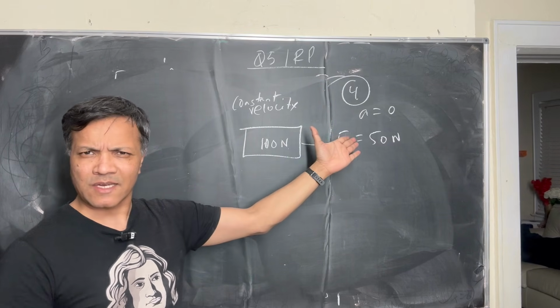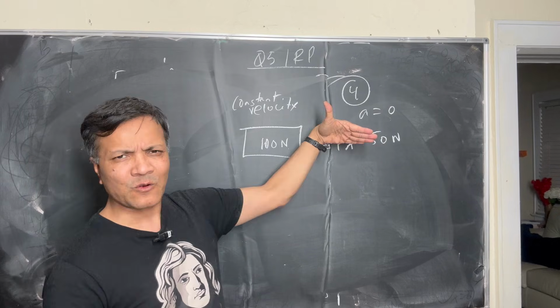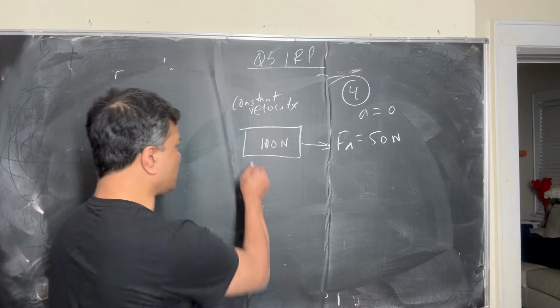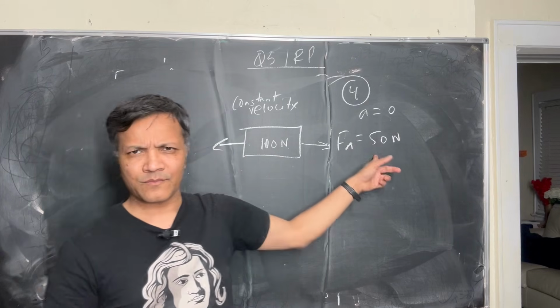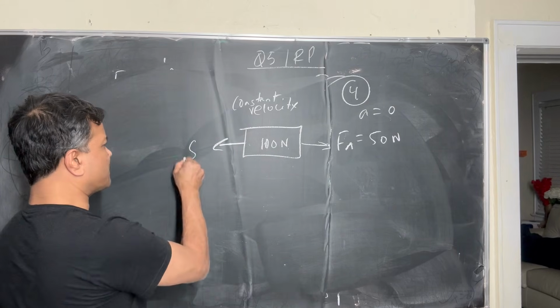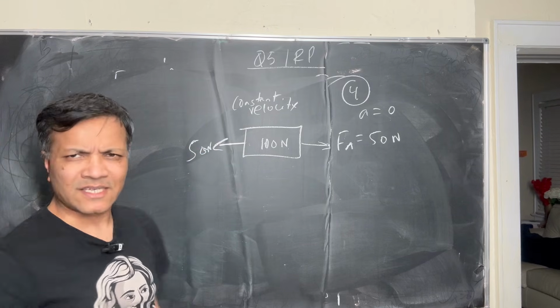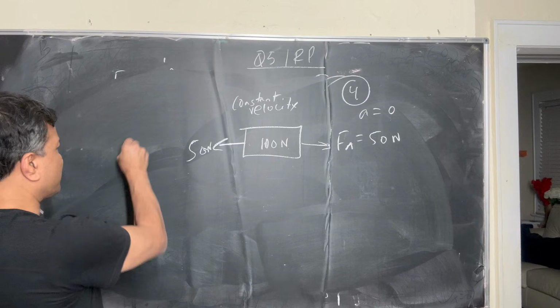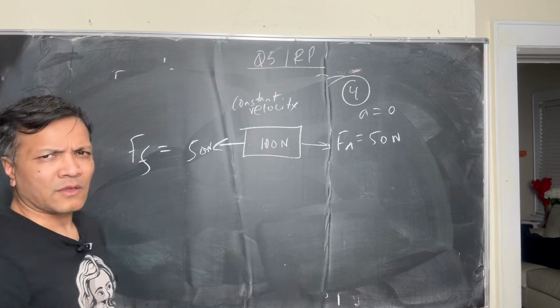It's not constant velocity. Why? Because there is a net force to the east. Now, to make it constant velocity, we have to cancel this 50 Newton. You're going to write 50 Newton. This is equal in magnitude, opposite in direction. What are you going to call it? Of course, Ff. Okay, there you go.